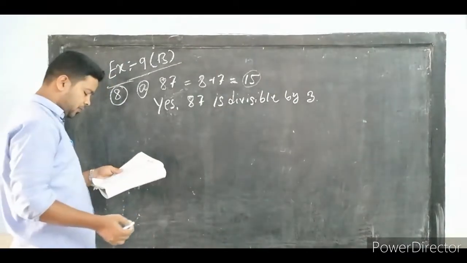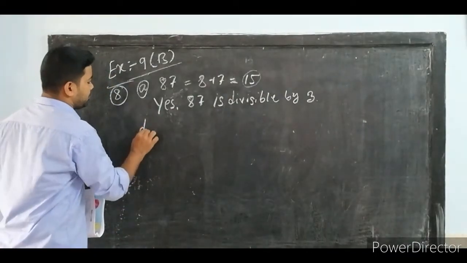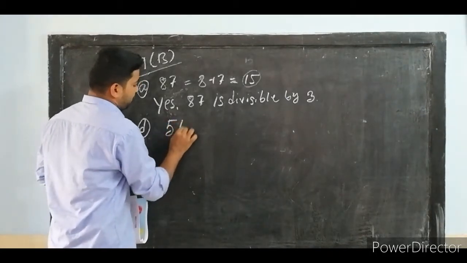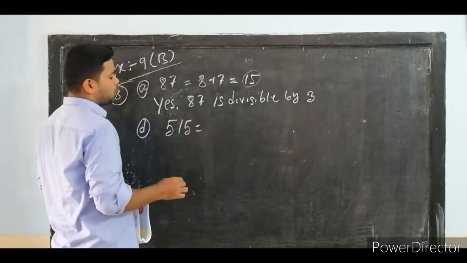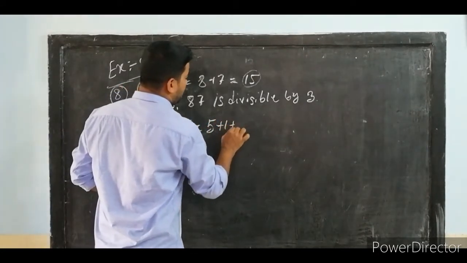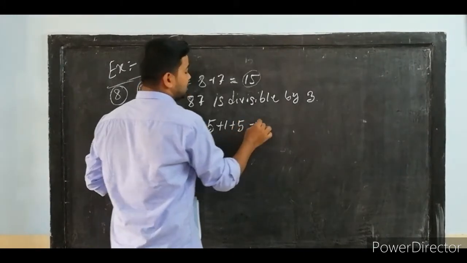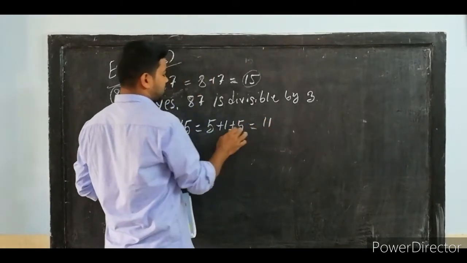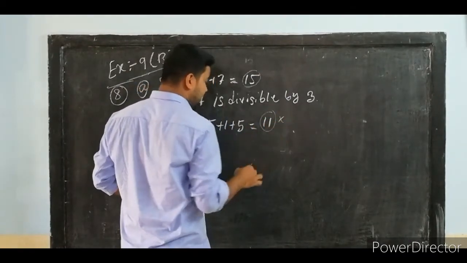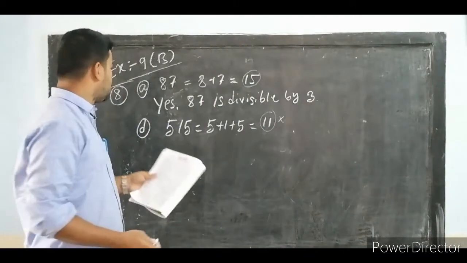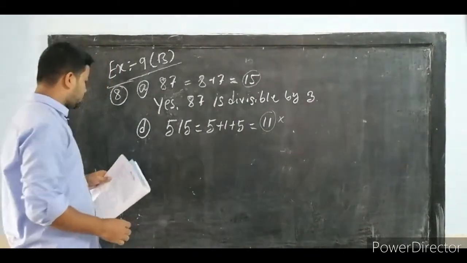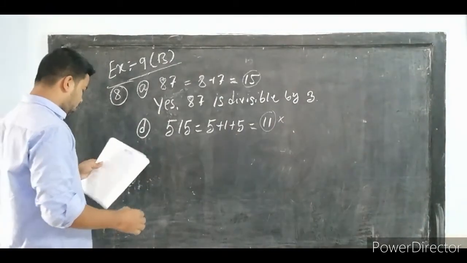So after A, now if we move to question D, where the number is 515. So what we will do, we will check the sum of all the digits. What are the digits? 5 plus 1 plus 5. What is the sum? The sum is 11, isn't it? 5 plus 5, 10, plus 1, 11. So since 11 is not divisible by 3, 515 is not divisible by 3. Understood? So after A, D, let's go for F.